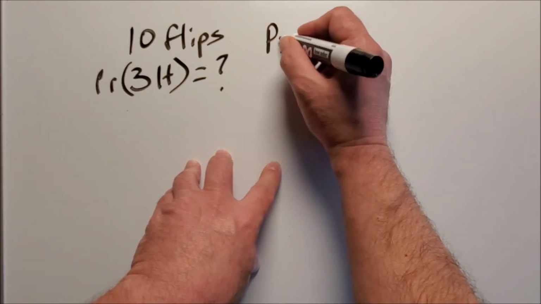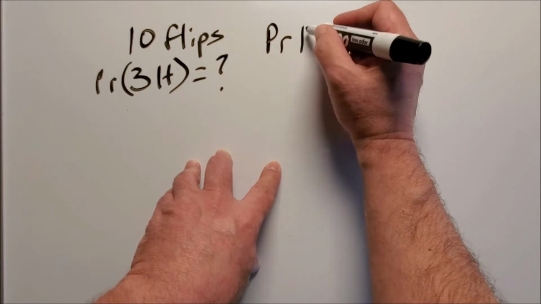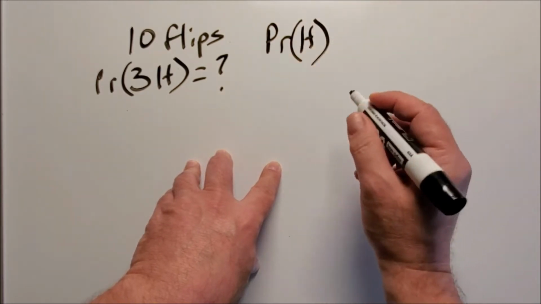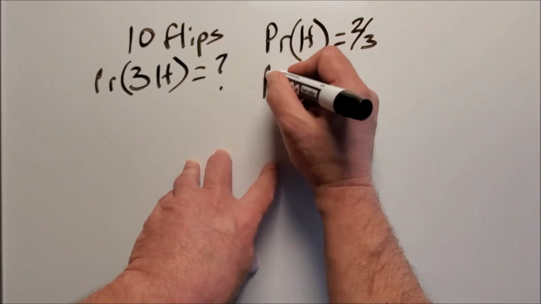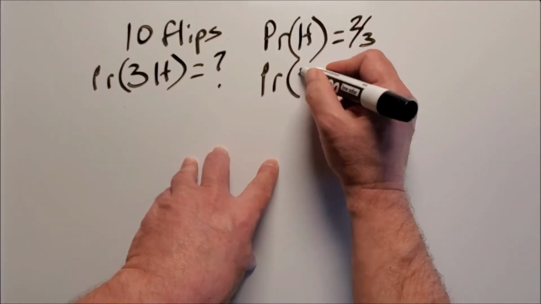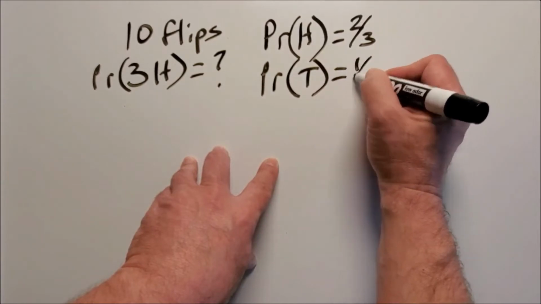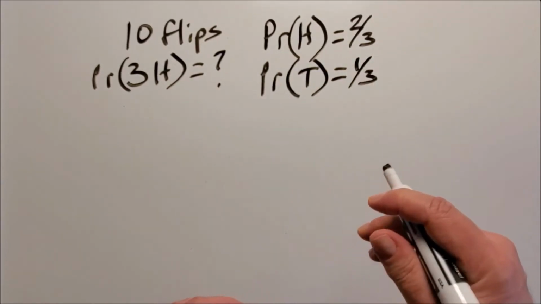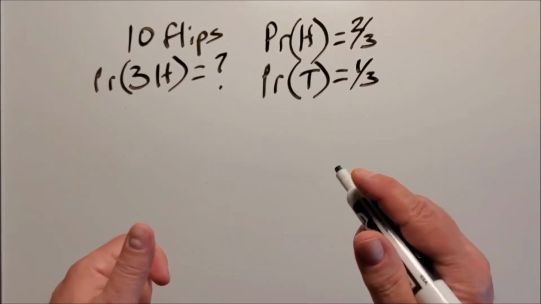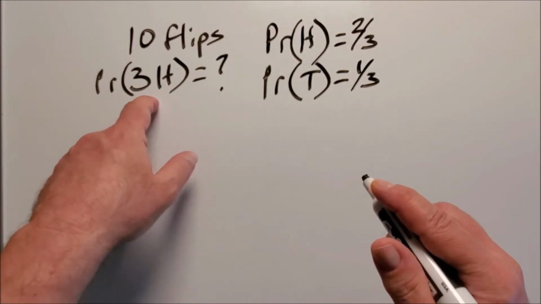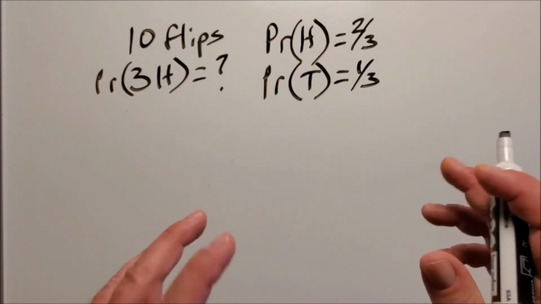But just to recall the whole situation, we were imagining that we have a coin where the probability of heads was 2/3 and the probability of heads complement was 1/3. So that's the scenario. But anyway, so we have 10 flips and we want to calculate the probability of exactly 3 heads in 10 flips. So how are we going to do that?